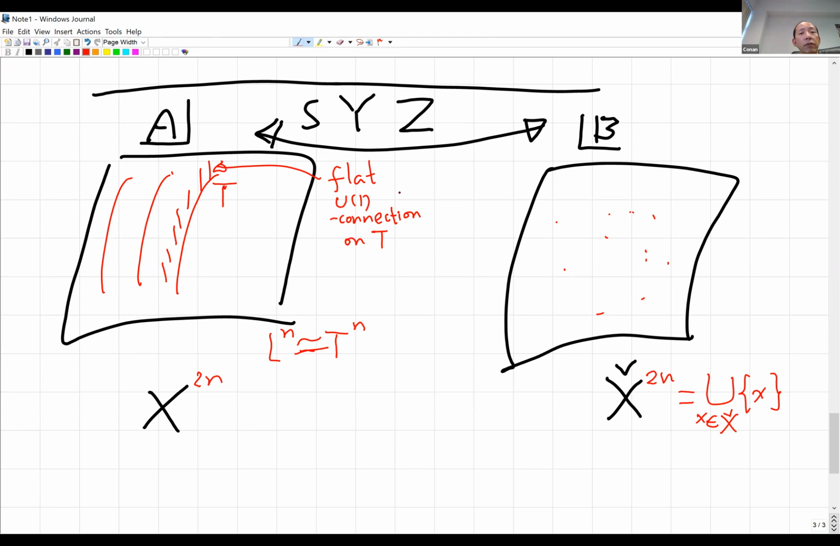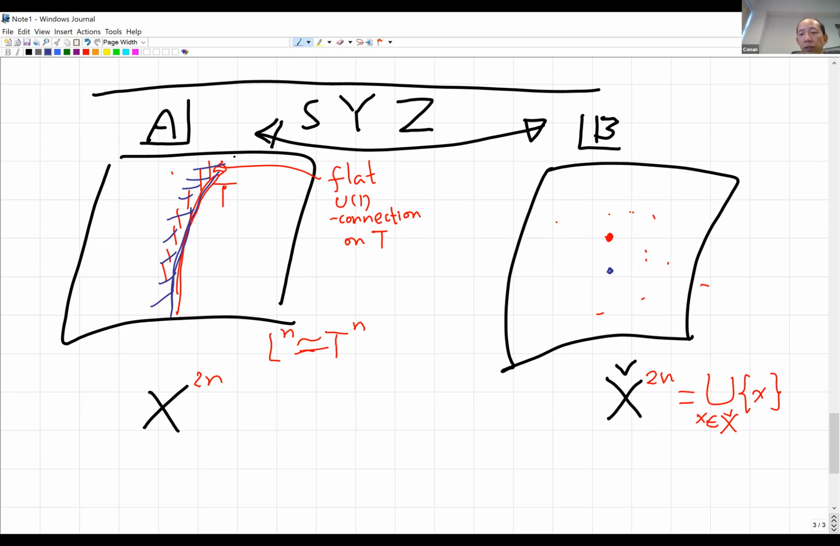So what I just said is that a point here should correspond to a torus here together with one of these gauge fields. Another, different point could correspond to a different torus. It's also possible to be the same torus but a different gauge field on top of it.